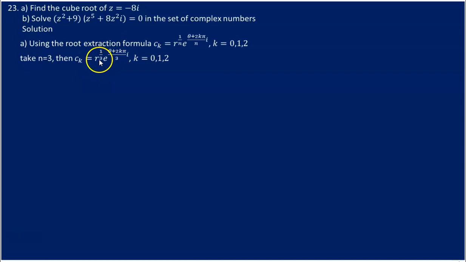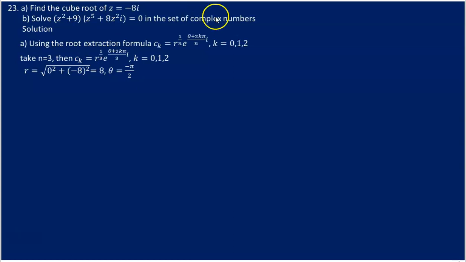R and theta. And how can you find this r? Come here. The real part for this is 0 and the imaginary part is minus 8. So r is obtained by taking the square root of the sum of the squares of the real and the imaginary parts. So here is how r is obtained. The square root of 0 squared, because 0 is our real part, plus minus 8 squared, and this makes radical 64, which actually is 8.